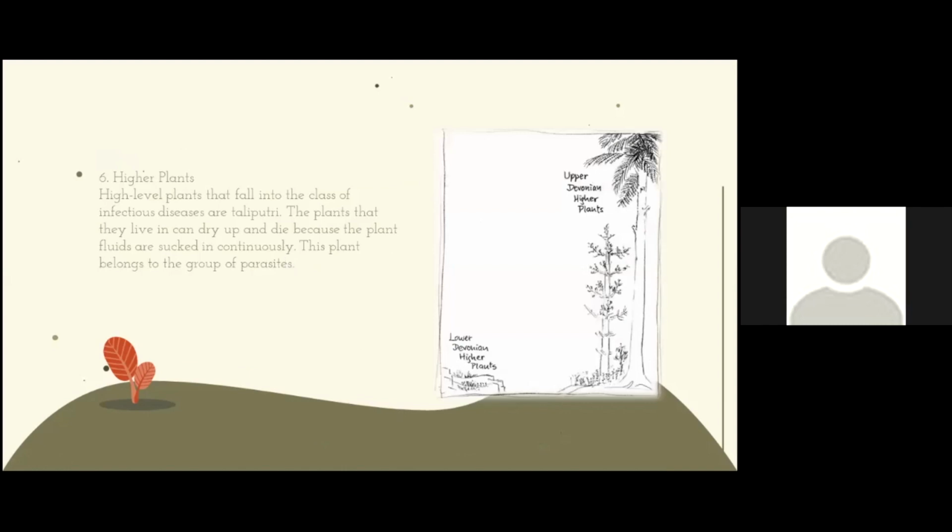6. Higher plants. Higher-level plants that fall into the class of infectious disease are Thaliputri. The plants that they live in can dry up and die because the plant fluids are sucked in continuously. This plant belongs to the group of parasites.